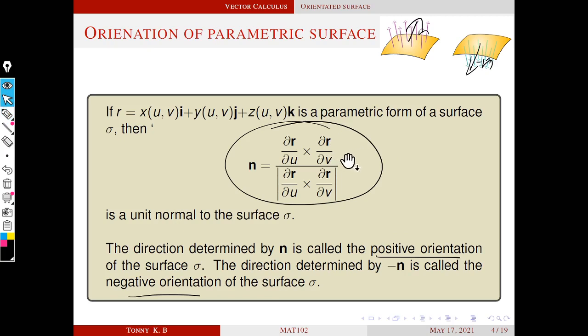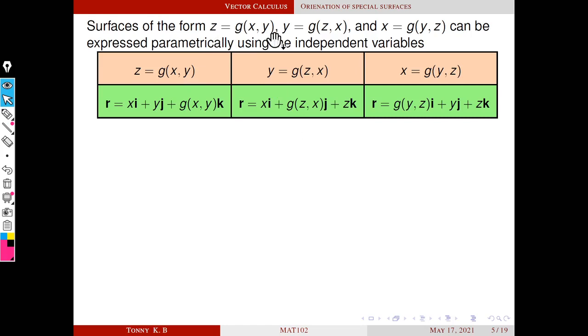Okay, next we will see some special cases of this parametric surface. We will see three special types of surfaces and what their unit normal is. These are the three special cases: z is equal to g(x,y), or y is equal to g(z,x), or x is equal to g(y,z). These are the three special cases of surfaces.